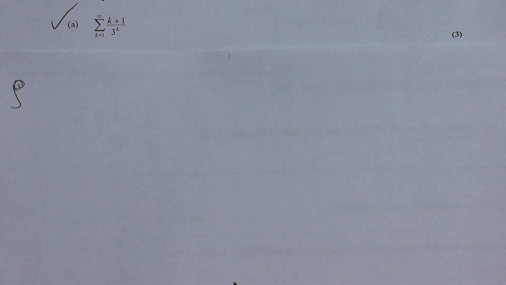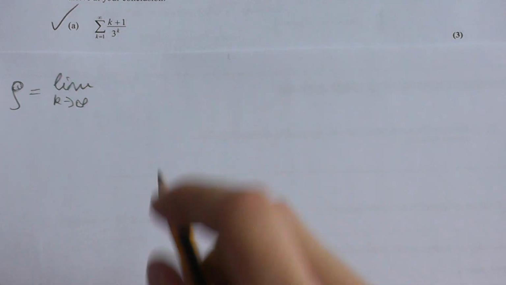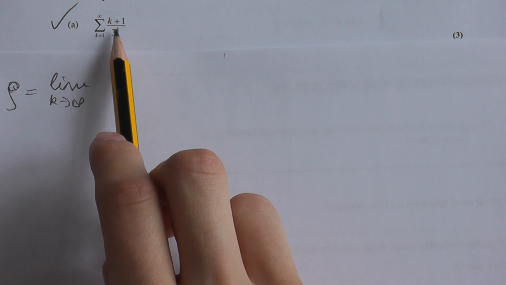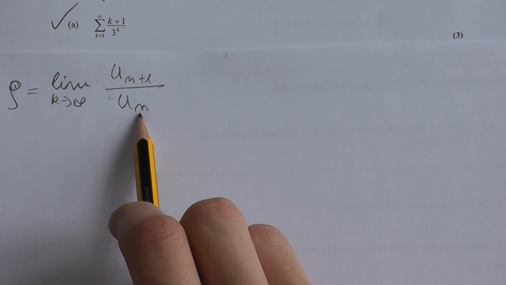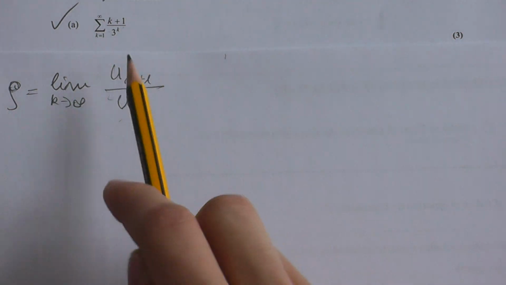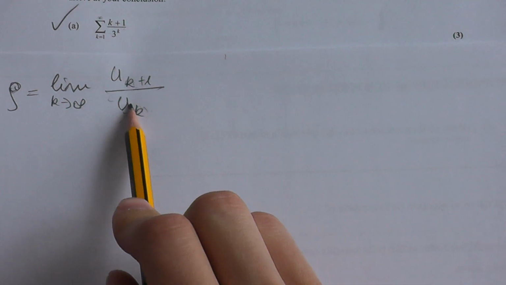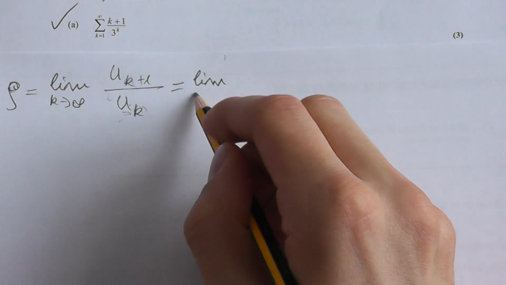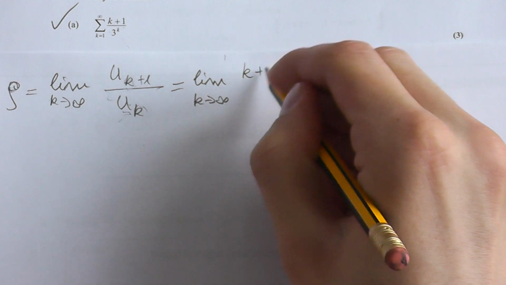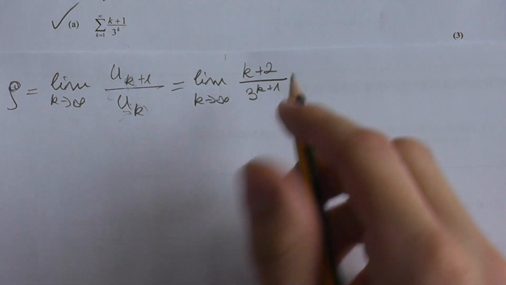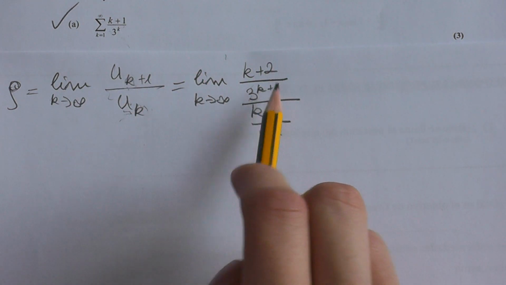In the ratio test, we're asked to find rho. Rho is basically the limit as k approaches infinity of term u_(n+1) divided by term u_n. In this case it's k, because our unknown is k. So this transfers to the limit as k approaches infinity of, we put k plus 1 into every k to get (k+2) over 3^(k+1), and then divided by (k+1) over 3^k.